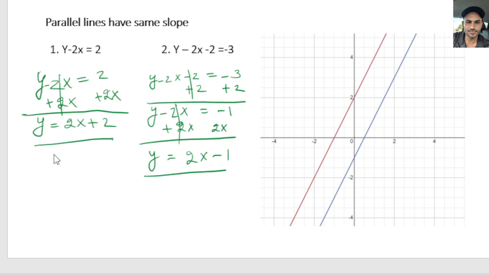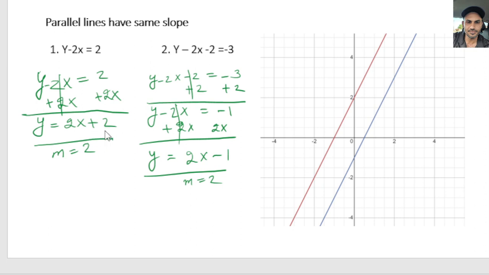Look at the slope here. m is equal to 2. And what's the slope here? m is equal to 2. So the slopes are the same. That means the lines are parallel. The only difference between these two lines is the y-intercept.